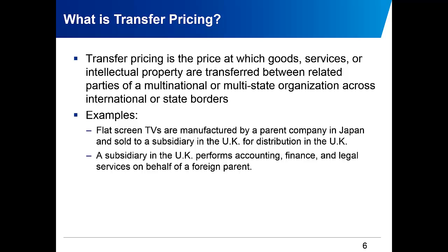The parent might own an intangible like a brand name, and it licenses its affiliated parties to use that brand name. These are all examples of transactions that are happening between affiliated companies, between a parent and a subsidiary, between two subsidiaries within the same company.